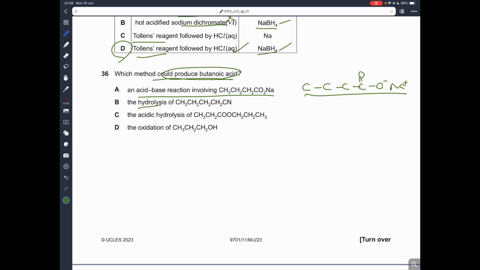Okay, let's skip A first. Let's eliminate the options first. The hydrolysis of CH3CH2CH2CH2CN. So if you hydrolyze this nitrile group, it is going to turn into a COOH group, right? So how many carbon atoms will there be? 1, 2, 3, 4, 5. So this is going to be pentanoic acid.